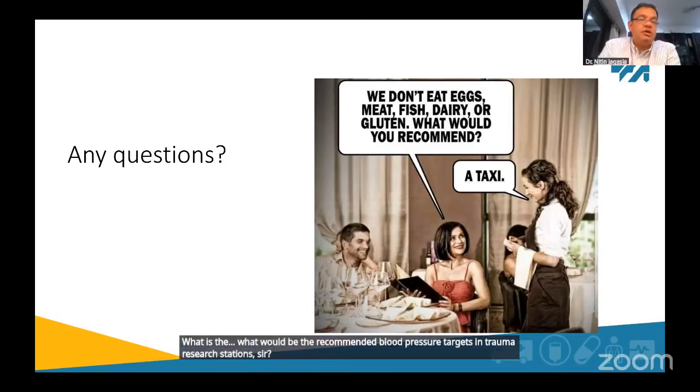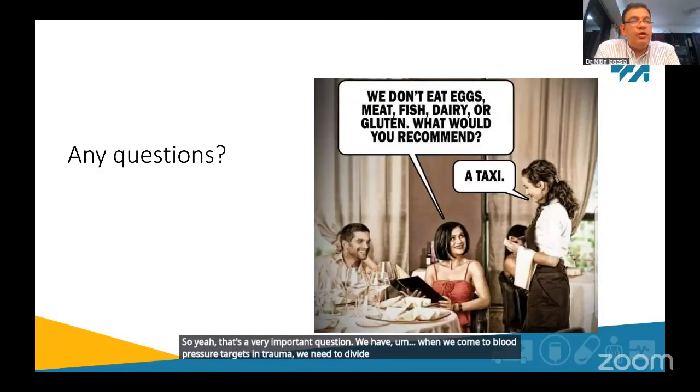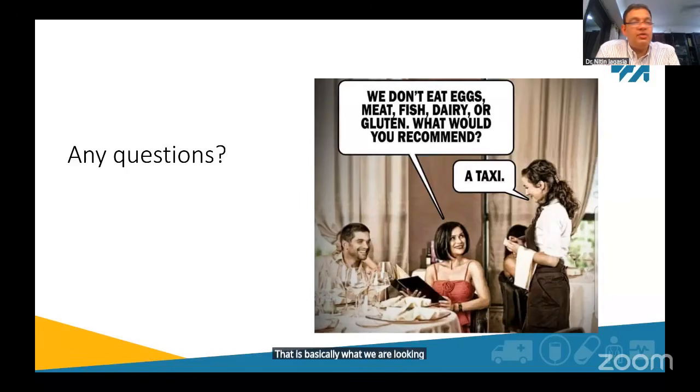So yeah, that's a very important question. When we come to blood pressure targets in trauma, we need to divide them into 2 main groups. One is with head injury and one is without head injury. That is basically what we are looking at. The gold standard 100% is the urine output. You want to see 0.5 ml per kg per hour, by and large.